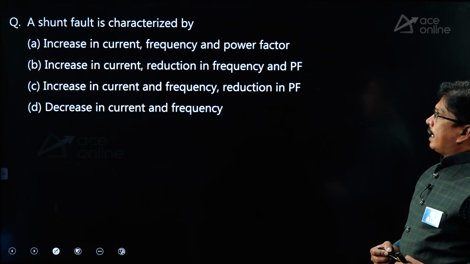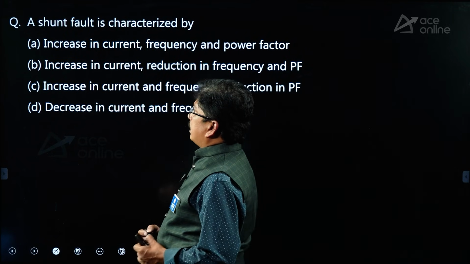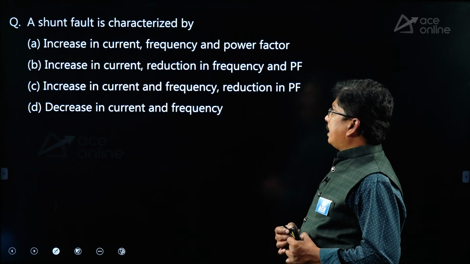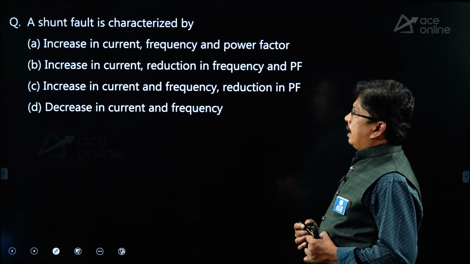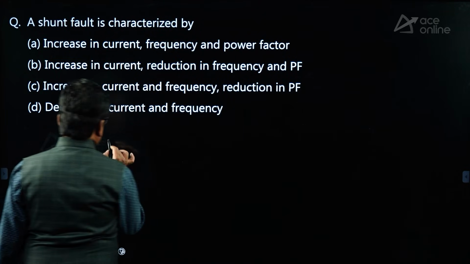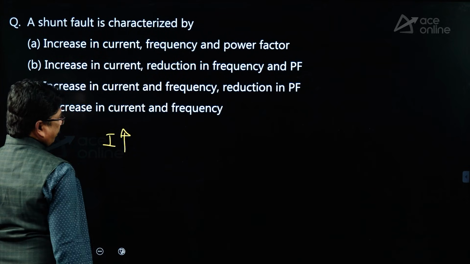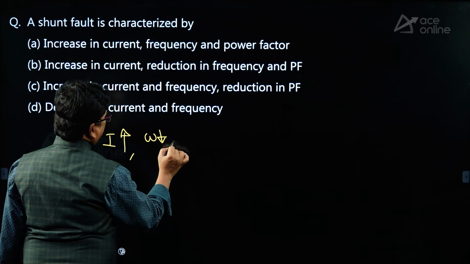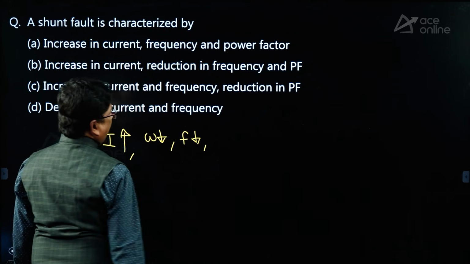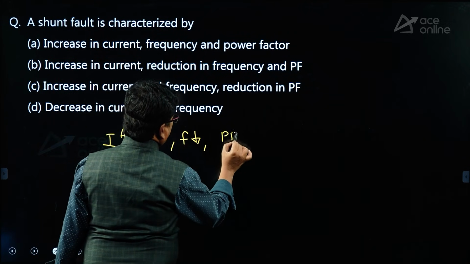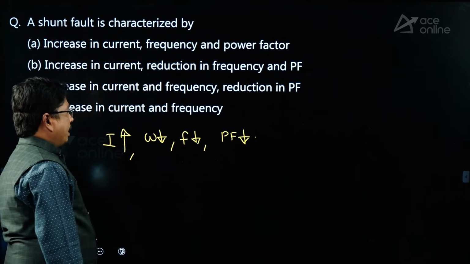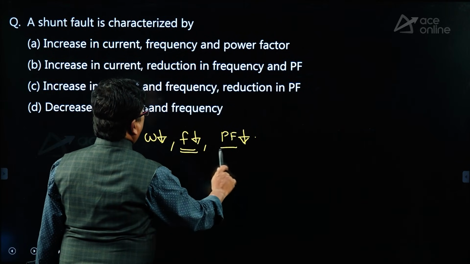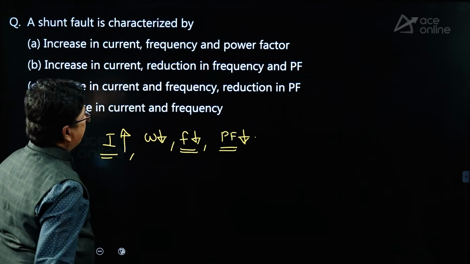A shunt fault is characterized by: increase in current, frequency and power factor, or increase in current, reduction in frequency and power factor. Whenever a shunt fault occurs, the current will be increased. As a result, the alternator speed will be decreased. When speed is decreased, as a result, the frequency will collapse and the power factor will be decreased. The shunt fault can be characterized as high current, low frequency and low power factor. Reduction in frequency and power factor.